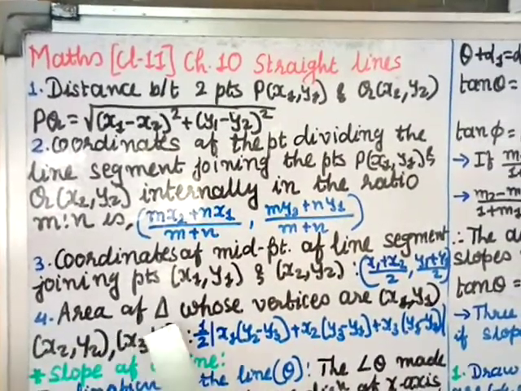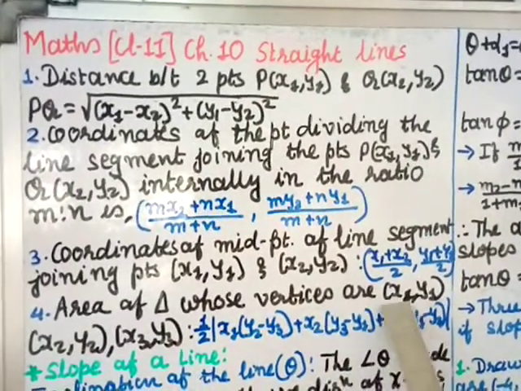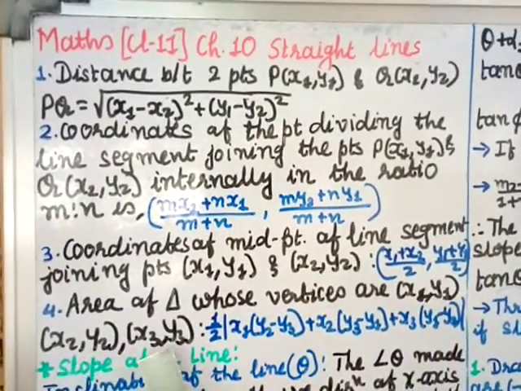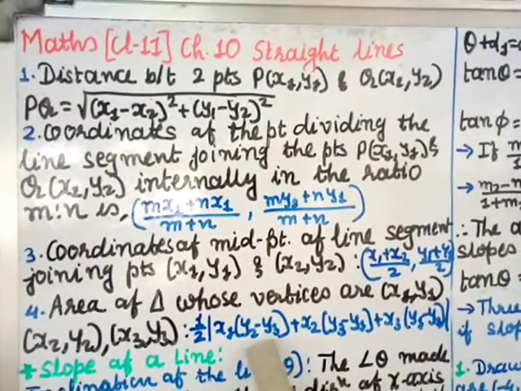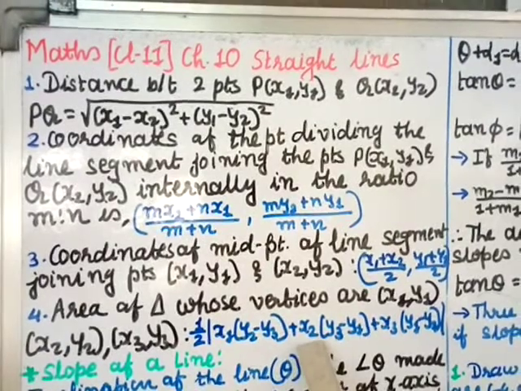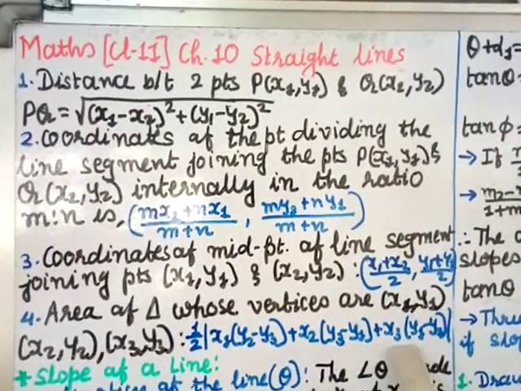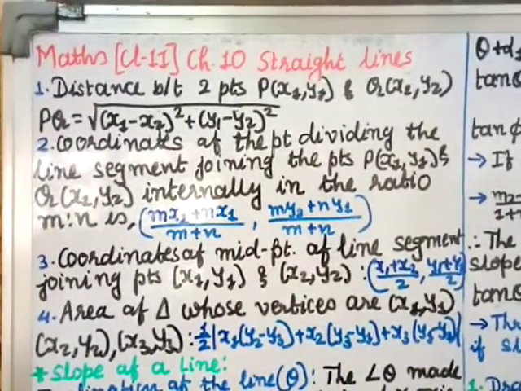Number 4. Area of triangle whose vertices are (x1, y1), (x2, y2) and (x3, y3) is 1 by 2 modulus of x1(y2 minus y3) plus x2(y3 minus y1) plus x3(y1 minus y2).